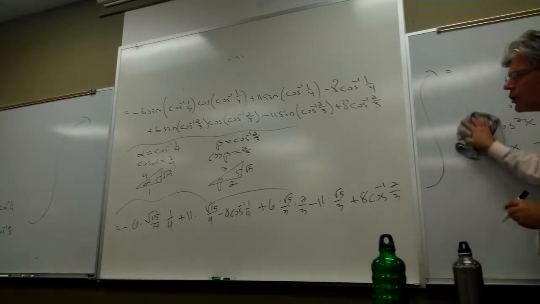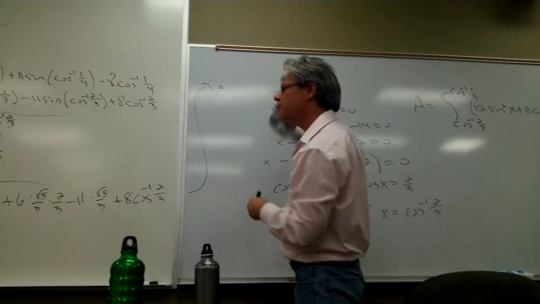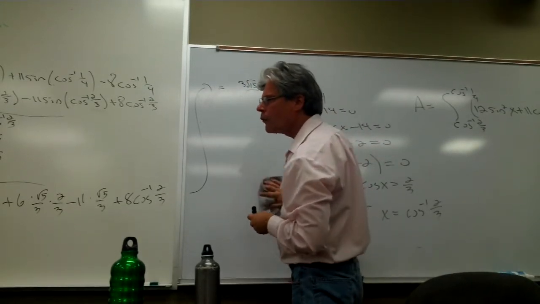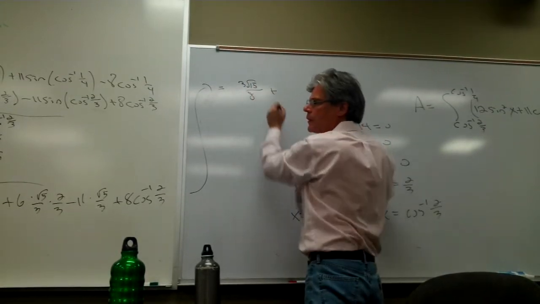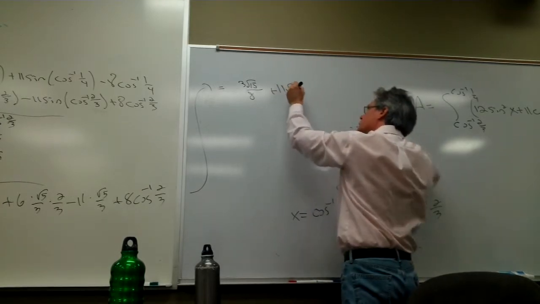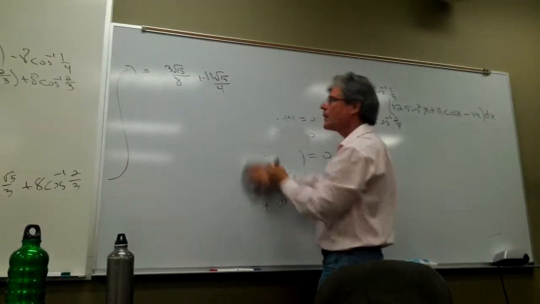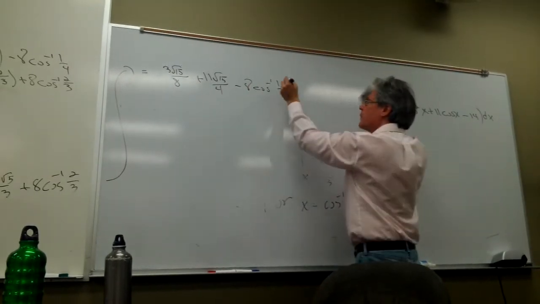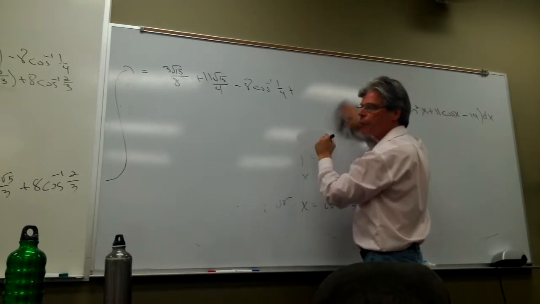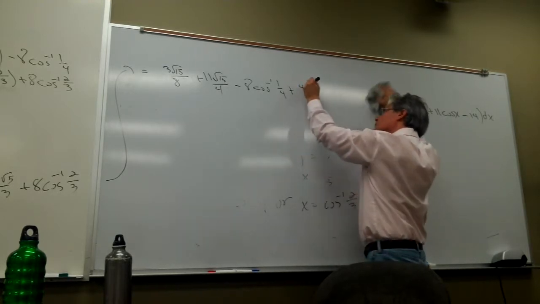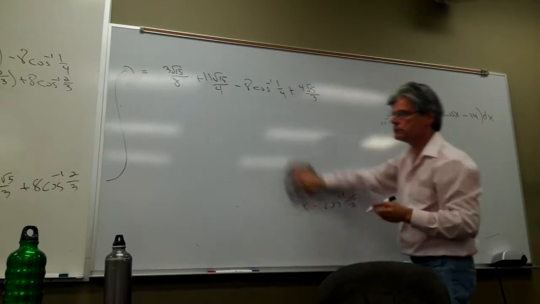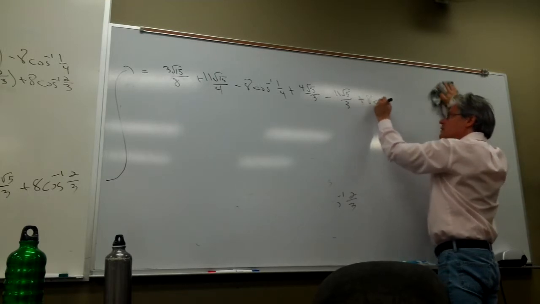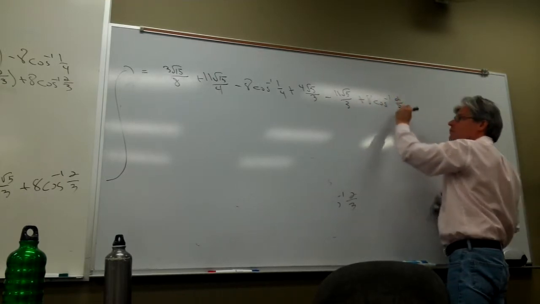Excuse me. You guys, it's cleanup time. Is that a 3√15, that very first term, all over an 8? Plus 11√15 over 4. Minus 8 inverse cosine of 1/4. And then I've got my plus, is that a 2 or 4√5 over 3? Minus my 11√5 over 3. Plus my 8 inverse cosine of 2/3.